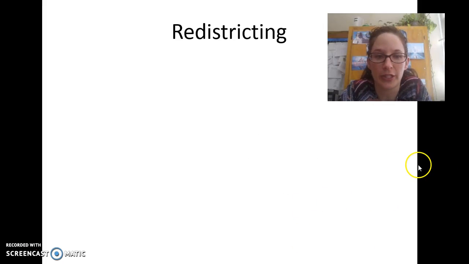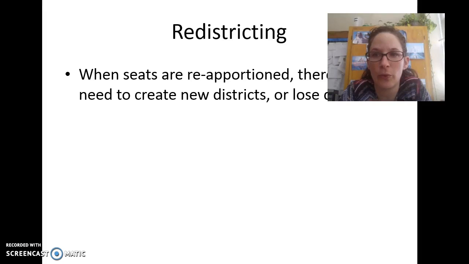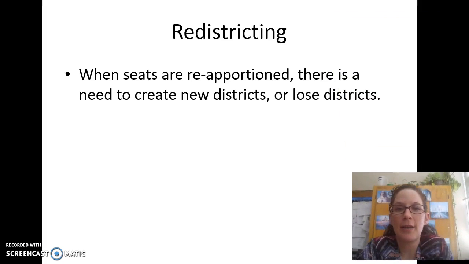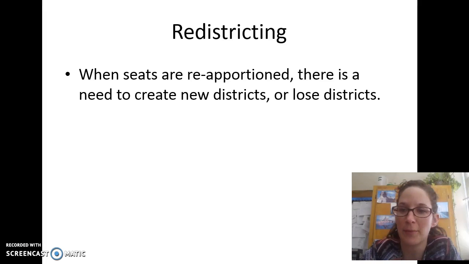So redistricting, that is what we do after the census when we've got to redraw the map. When I said Texas picks up 4 seats, they're going to have to elect 4 people to fill those seats. And so when that's done, we are going to need to create new districts. Land doesn't grow. We use the same existing space, but we're going to redraw the map.